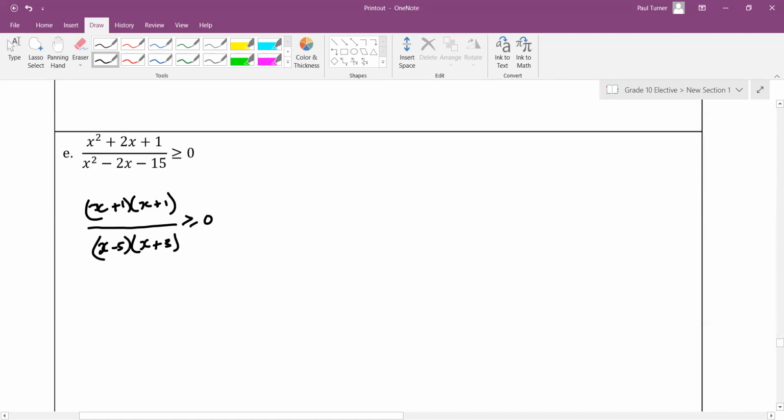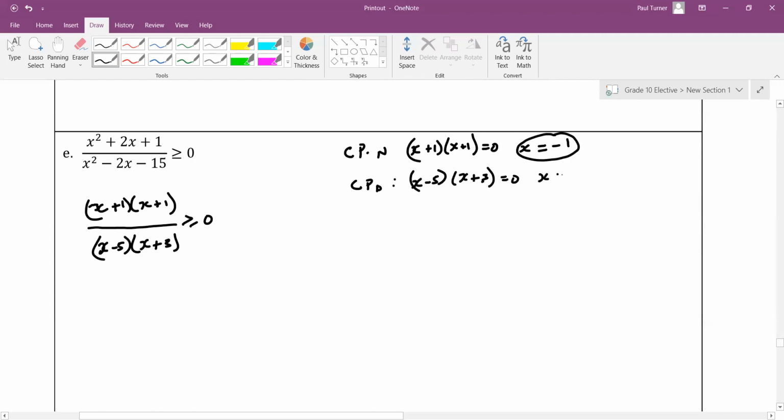Okay, so now you've got two quadratics, nothing cancels out. So you're going to get x plus 1, x plus 1. So your critical points for the numerator, x plus 1 equals 0. So x is minus 1. There's only one critical point from the numerator. So for your denominator, x minus 5, x plus 3 equals 0. So x would be 5 and minus 3. So these are your three critical points.